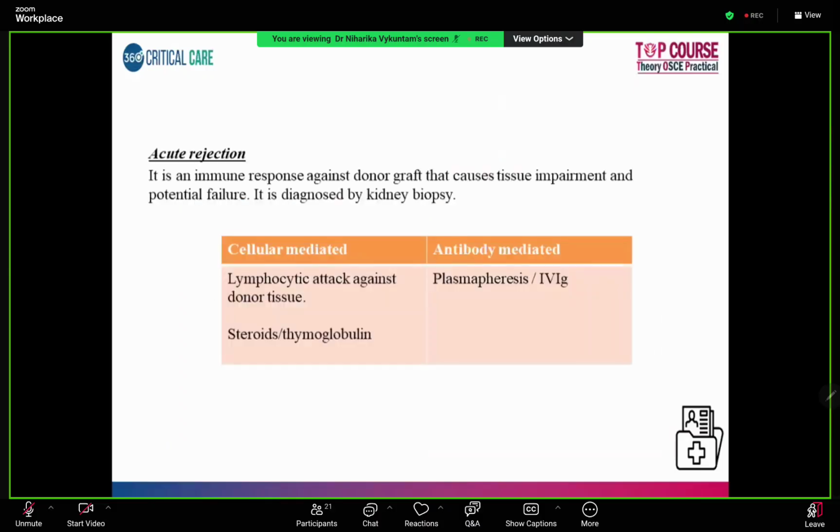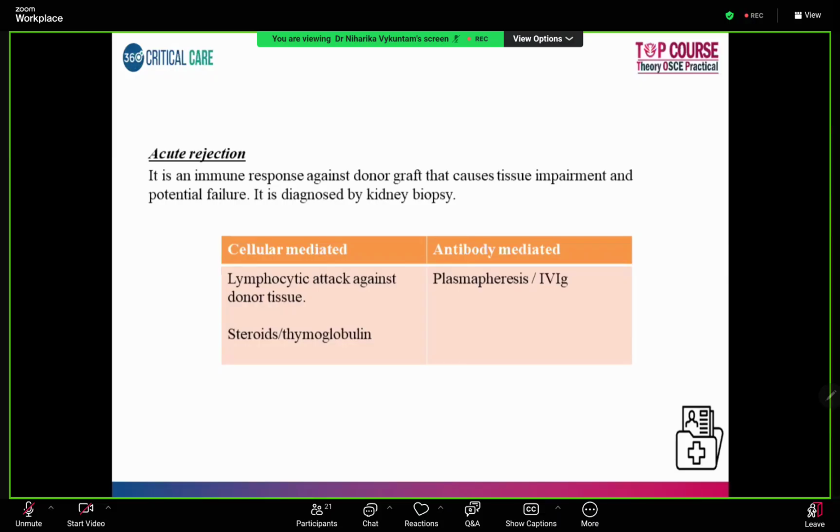Just a note on acute rejection. So I've been mentioning acute rejection, so what is this acute rejection? It is nothing but an immune response against the donor graft that causes tissue impairment and potential failure. Rejections are usually diagnosed by kidney biopsy. And this acute rejection is divided into two, either cellular mediated acute rejection or antibody mediated. So cellular mediated is basically the lymphocytic attack against the donor tissue.